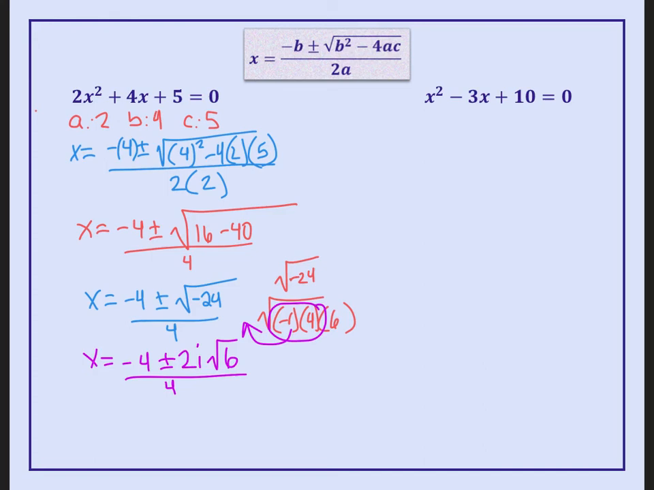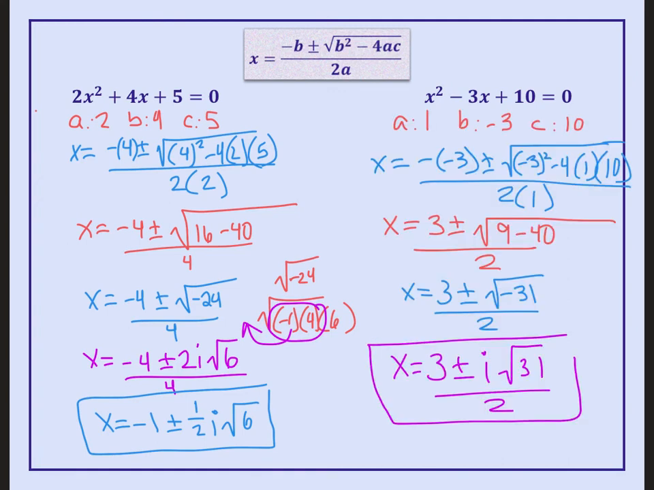Now my last step is to reduce this. We can reduce this to 2 fractions. The reason I'm going to do 2 fractions is because negative 4 over 4 becomes a negative 1. So x equals negative 1. And then 2 over 4 becomes 1/2. So plus minus 1/2 i square root of 6. Again, don't forget, when you take the square root of a negative, we can still work it out the same as a positive, but it's going to be an imaginary solution. So go ahead and pause this video and try the second one on your own.